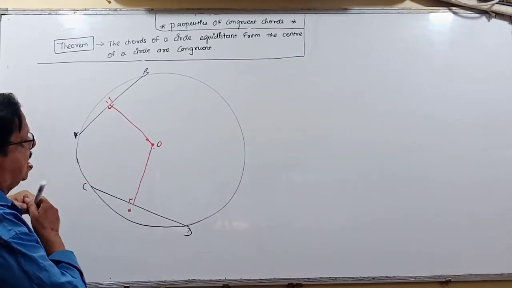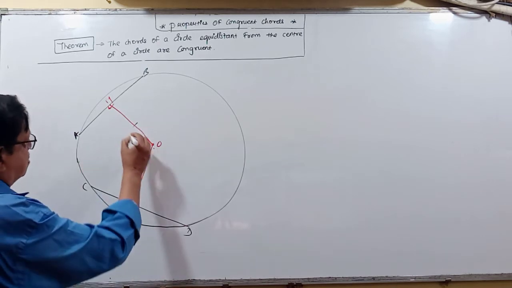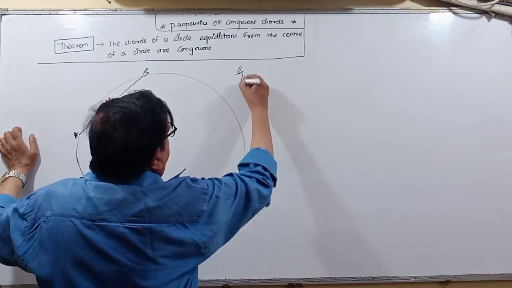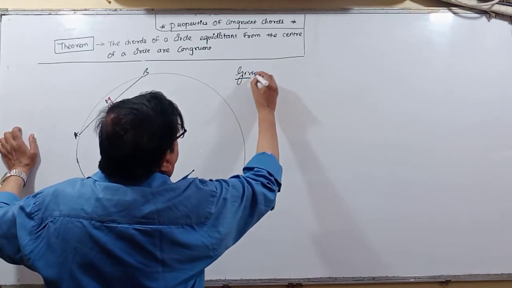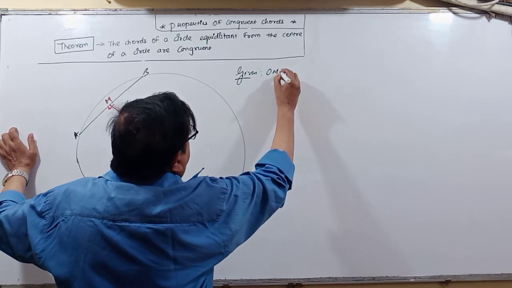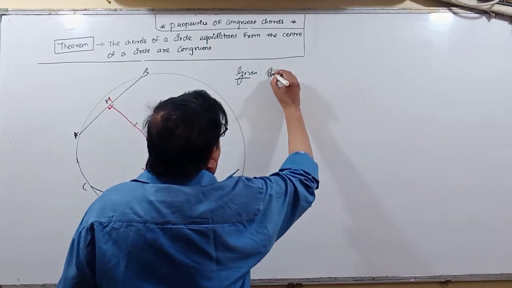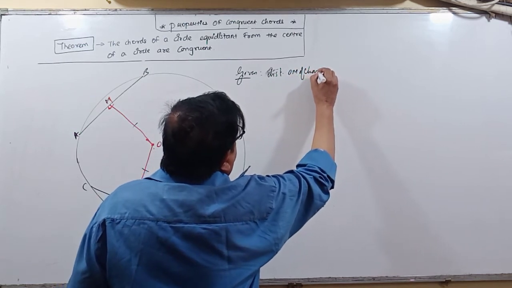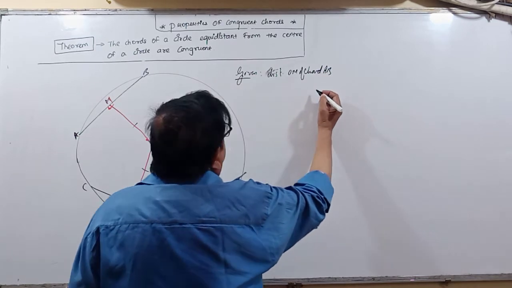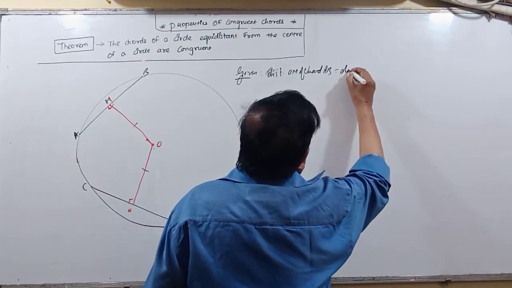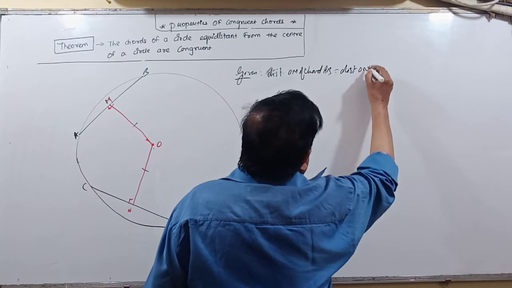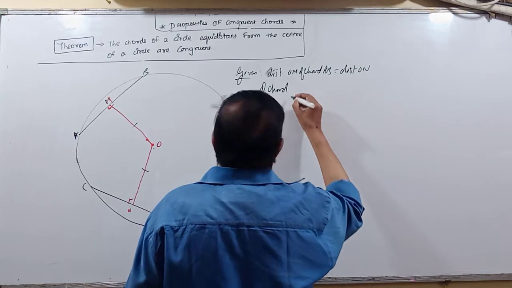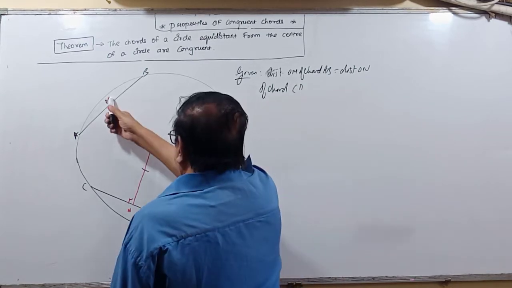So, they have given that OM is congruent to ON. Given: the distance OM of chord AB is equal to the distance ON of chord CD. This distance is equal to this distance.